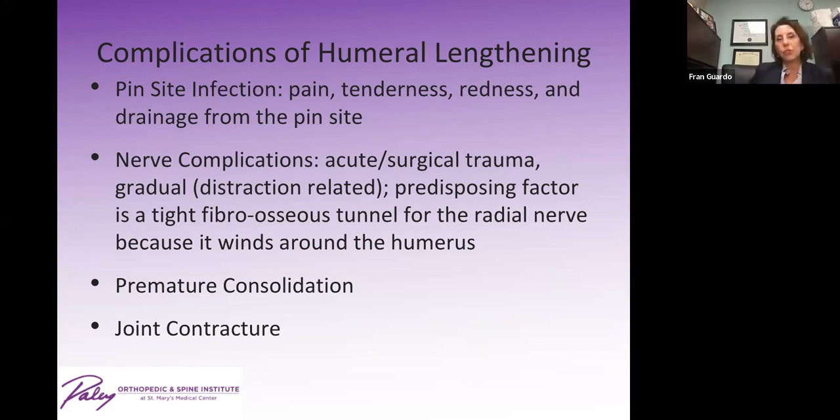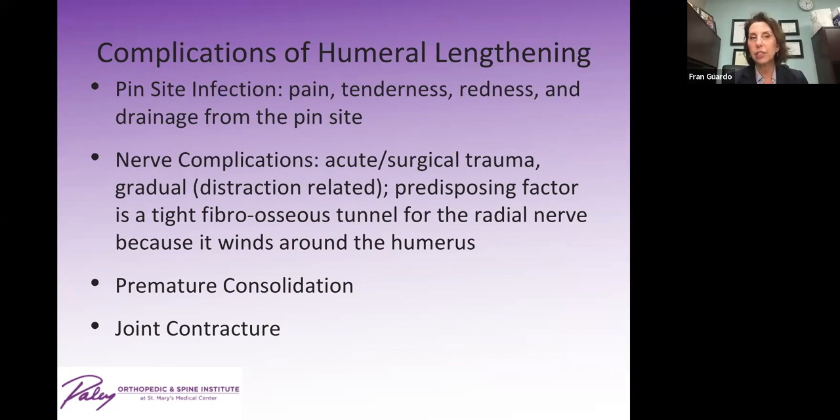Nerve complications can also occur. That's why gradual distraction is important, and also why frequent follow-up is important. Predisposing factors can be a really tight fibro-osseous tunnel for the radial nerve because it goes around the humerus. Premature consolidation is also an issue, or failure to consolidate. So if they're not making good regenerate with the 0.75 millimeters a day, they may slow that down, because the patient's not making enough bone and they want to slow down the distraction.